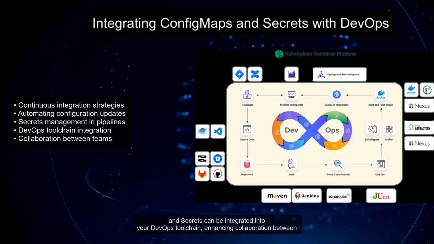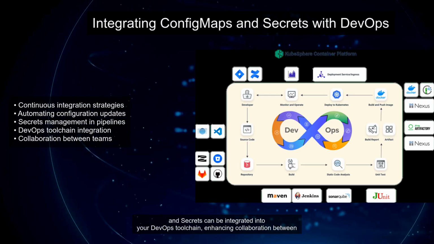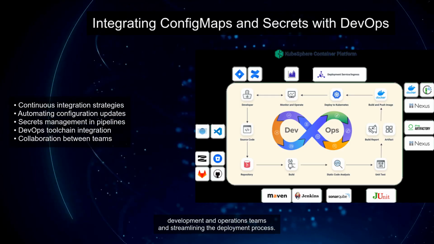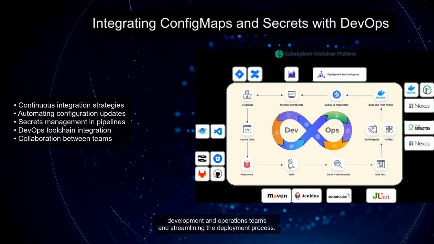This block will focus on how config maps and secrets can be integrated into your DevOps toolchain, enhancing collaboration between development and operations teams and streamlining the deployment process.